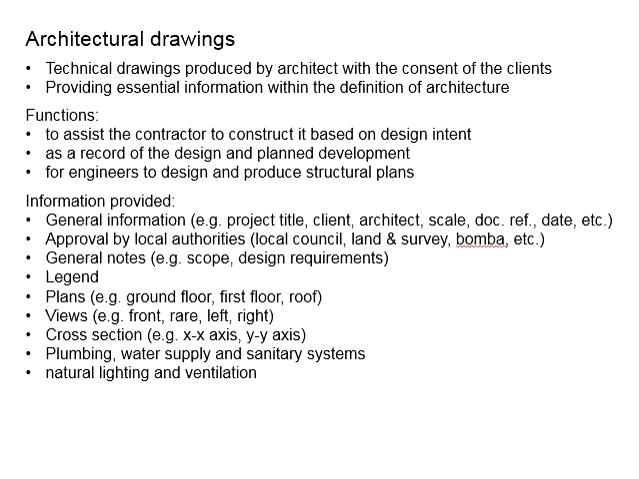Other than that, the architectural drawing also provides information regarding the plumbing, water supply, as well as the sanitary systems. This is more related to the building services, and some provide information in terms of the area of the space, the natural lighting, as well as the ventilation. These are also taken into consideration by the architect so that the building fits its purpose.